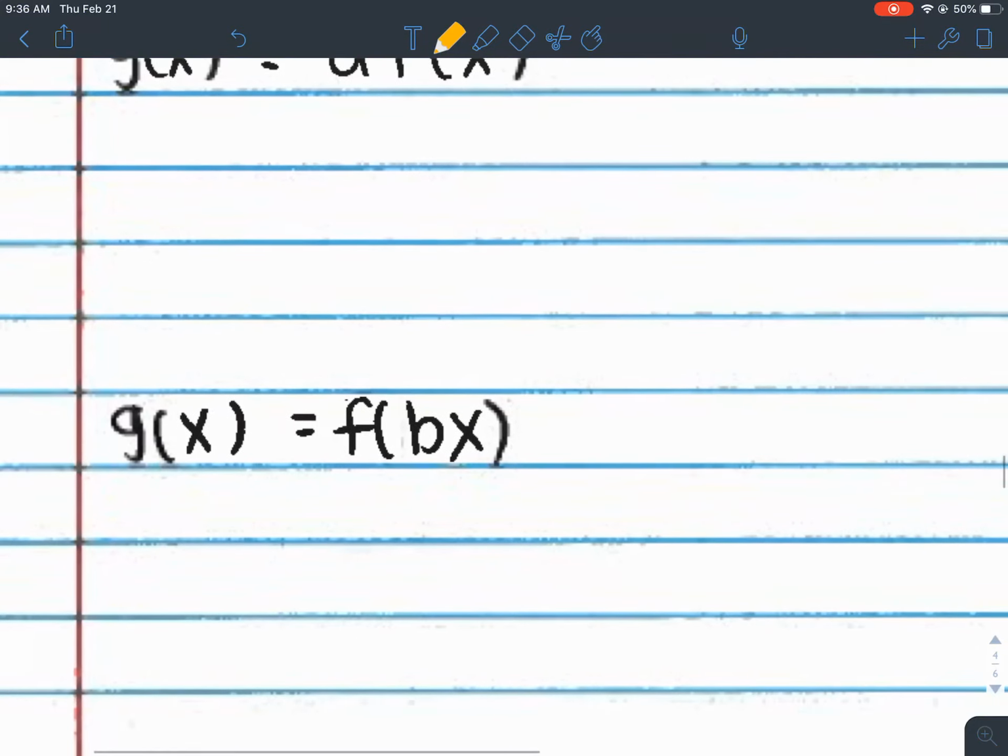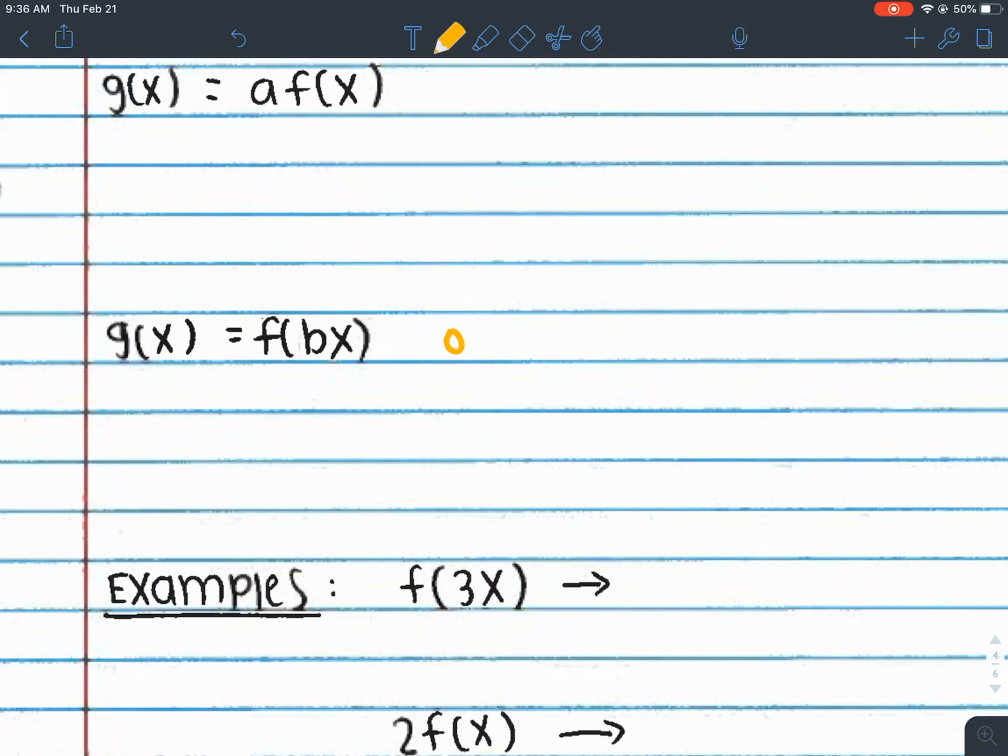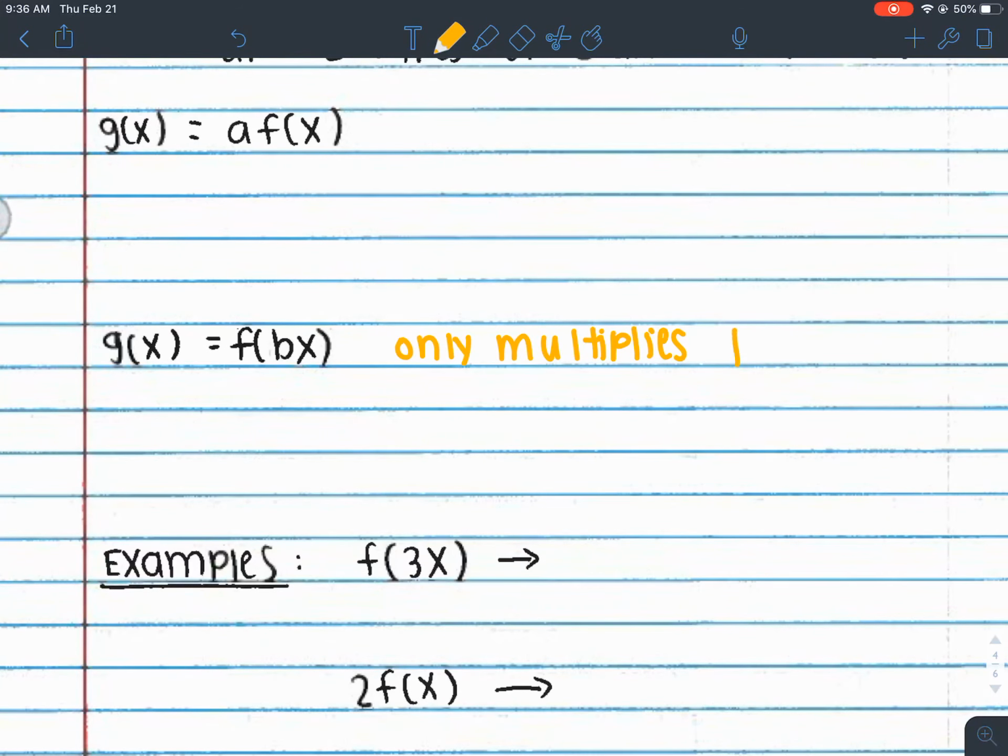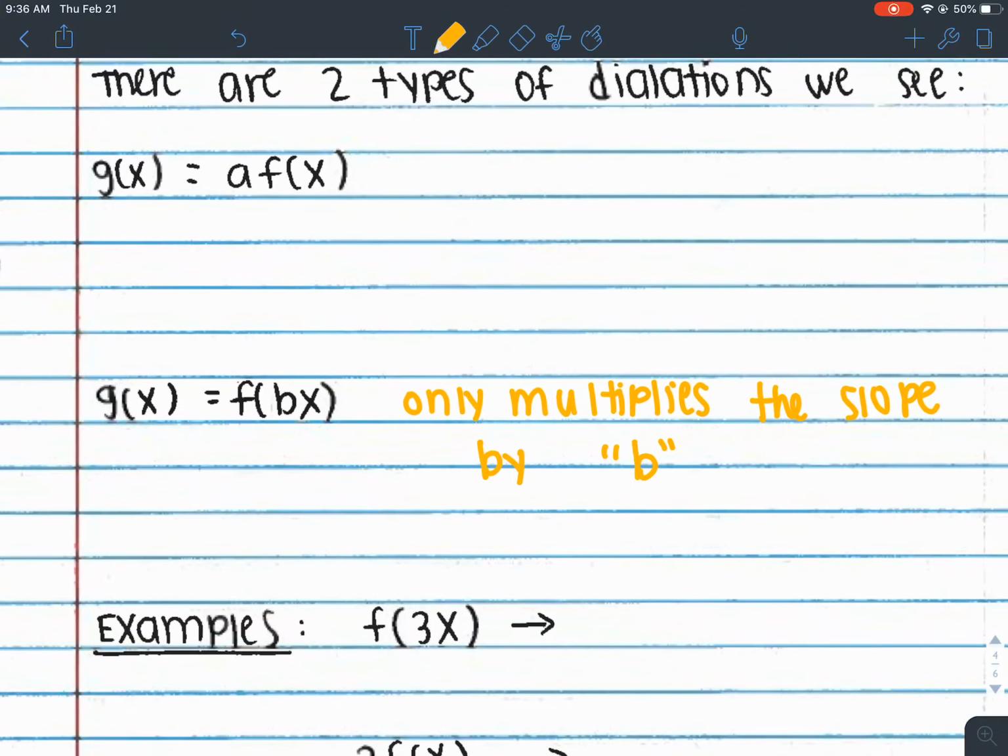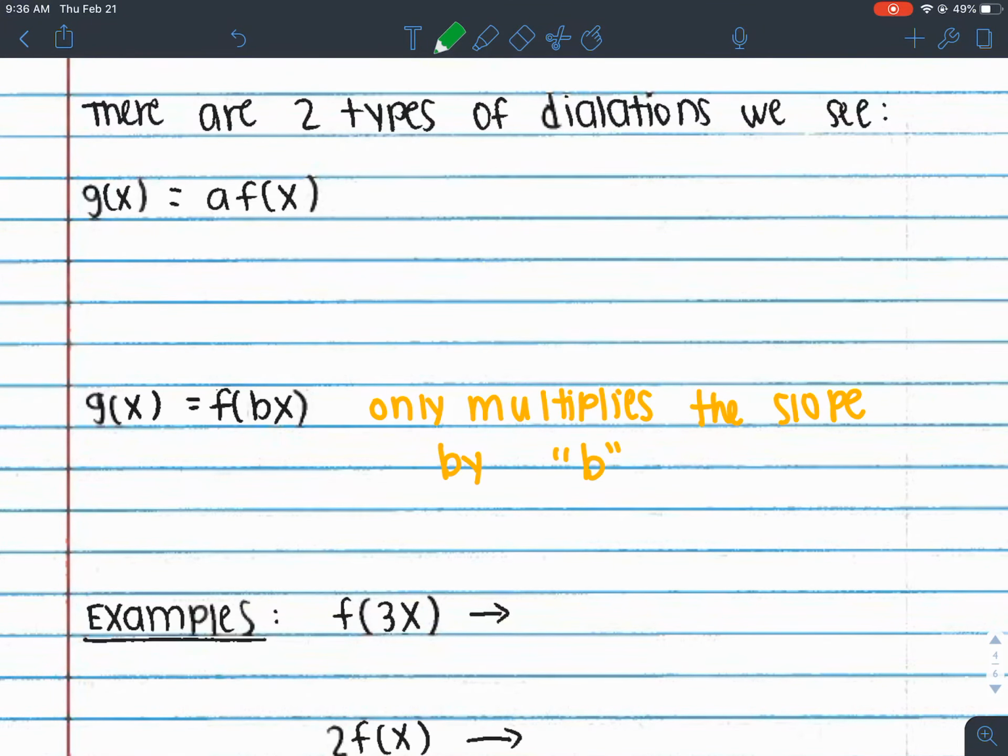So let's look at the second one first. That B is being multiplied to what? Just your x. So it's only affecting one thing. So for this second one, it only multiplies the slope by B. And B is just a number, okay? Just like C and D, they're just a number. Now, this first one, where A is on the outside, it's going to multiply the slope and also the y-intercept. So it's going to change both things.